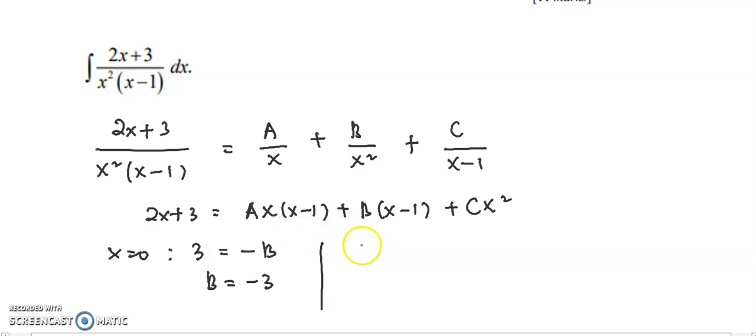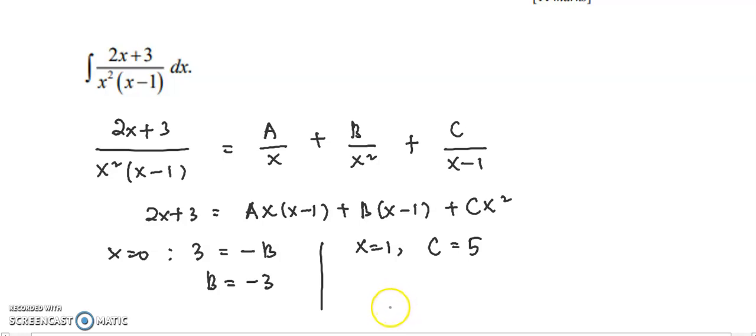Secondly, we can let x equals 1. When x equals 1, the term A equals 0, term B equals 0. Then this is 1 squared times C, that will be C. And substitute the 1 into the left hand side as well. You will get 1 multiplied by 2, plus 3 equals 5.